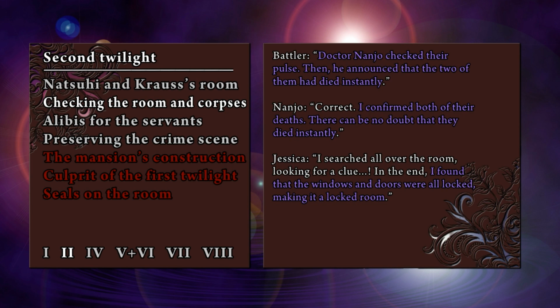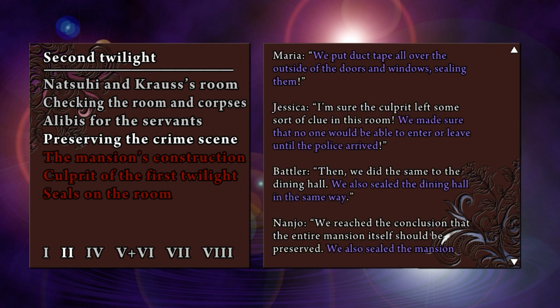Jessica: I found that the windows and doors were all locked, making a locked room. Okay, I feel like that's going to be important a little bit. I think that for right now, this is about the how-done-it. I'm going to go through these Twilights and check Jessica and Nanjo first.